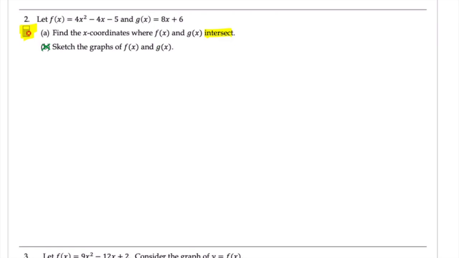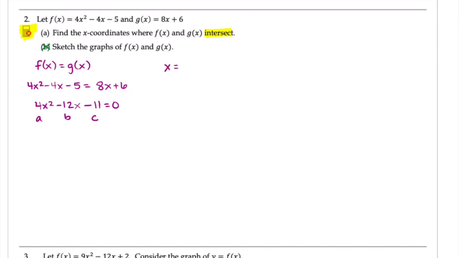When two functions intersect, what that means is that both functions are set equal to each other. They're crossing and they're meeting at some point. So what we're going to do is set f of x equal to g of x. I'm going to solve for x by setting this quadratic equal to 0. I'm going to identify my a, my b, and my c term, and I'm going to use my quadratic formula.